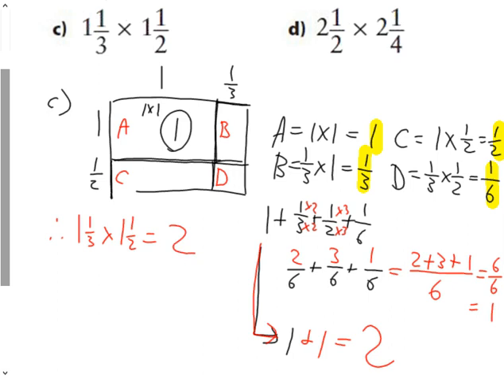We'll check our answer. Change 1 1/3, so we got 3 plus 1 is 4. 4/3 multiplied by 3 over 2. Multiply your numerators to get 12. Multiply your denominators to get 6. And 12 divided by 6 is 2, so it does work.